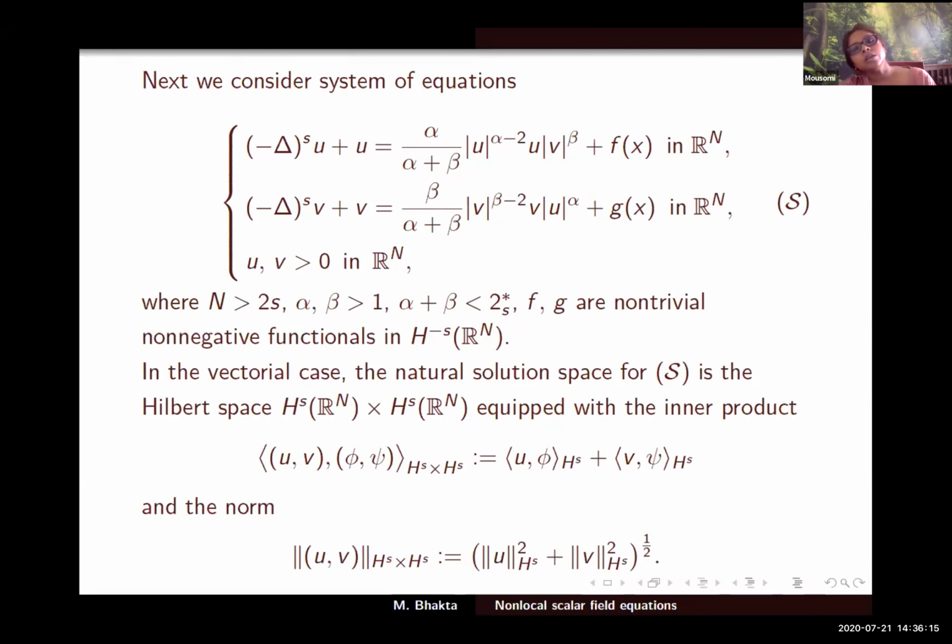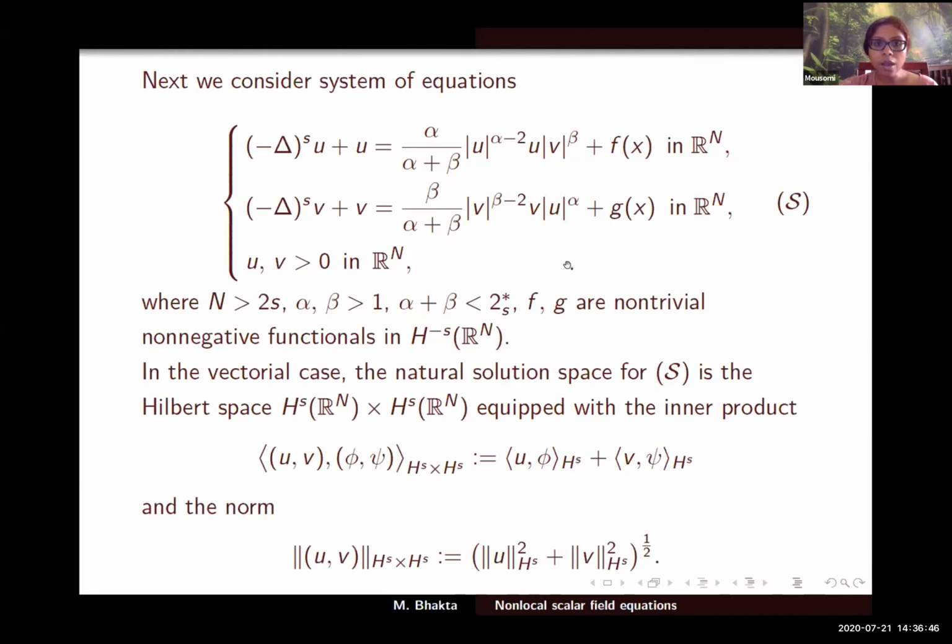Okay. So next we go to the system of equations. So far we were discussing the scalar equation, a single equation. Now we go to the system of equations, a weakly coupled system of scalar field equations. You see here, this is the scalar field system, weakly coupled, because U and V both are involved. And I have the assumption that alpha plus beta is strictly less than 2 star. So it's the subcritical case.